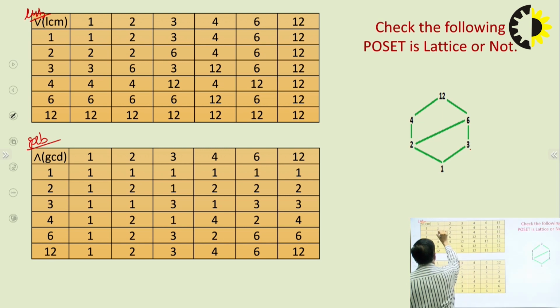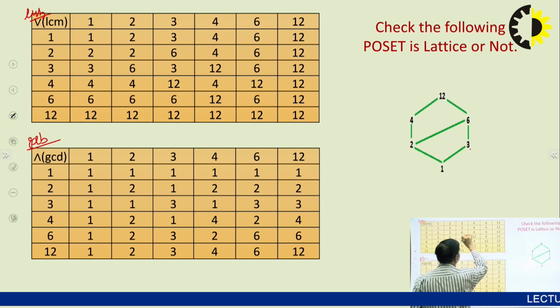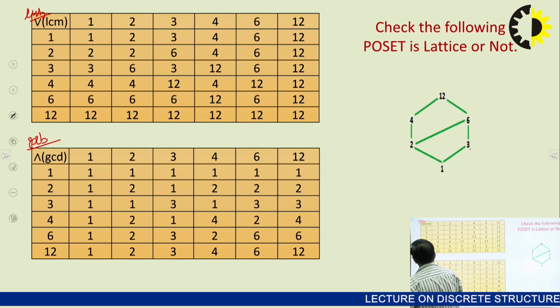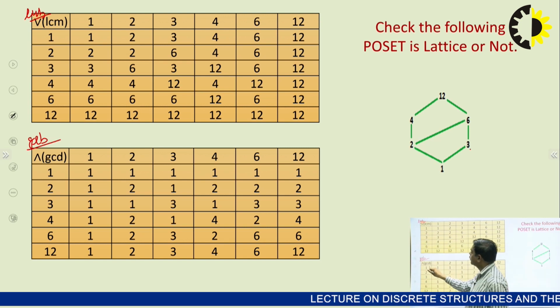LCM between 1 and 1 will be 1, 1 and 2 will be 2, 1 and 3 will be 3, 1 and 4 will be 4, 1 and 6 will be 6, 1 and 12 will be 12. Similarly, we can calculate all the entries. And for the GLB, we will calculate the GCD for each and every pair of elements.